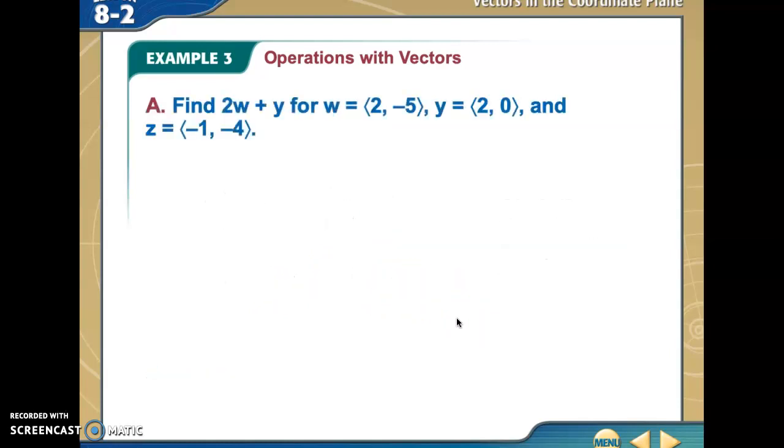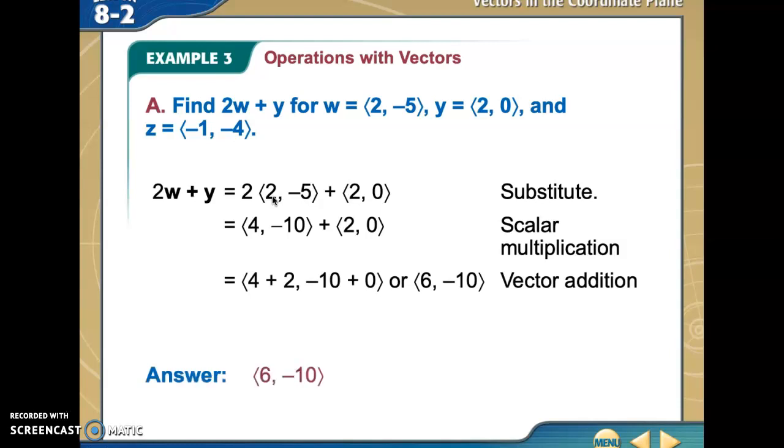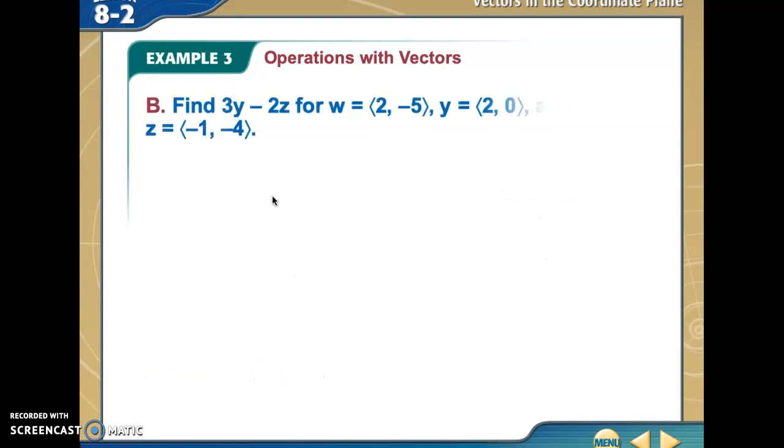Now find 2w plus y for these vectors. It's again the same example. You can see here 2 times 2 is 4 and minus 10, and then you add them together to get the vector. The answer is minus 6 and minus 10.